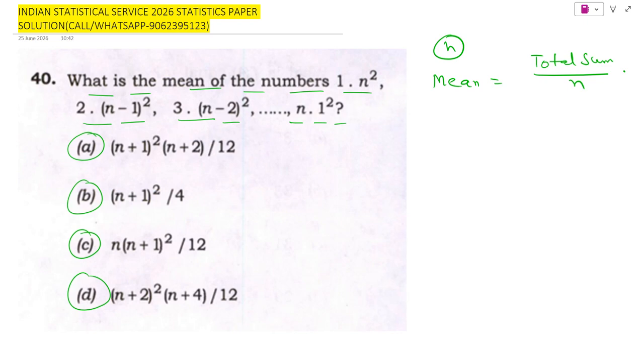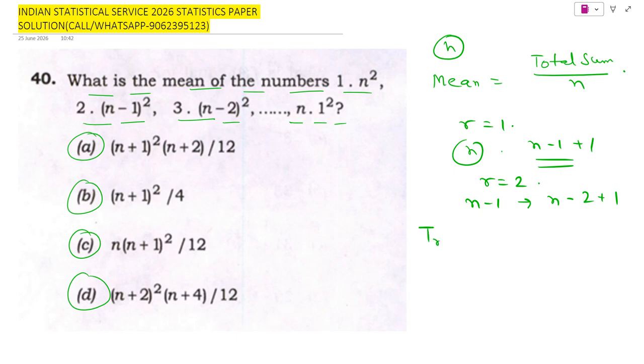So notice how the term inside the square always adds up to a constant relative to R. For R equal to 1, the base is N, which is N minus 1 plus 1, right? And for R equal to 2, the base is N minus 1, which is basically N minus 2 plus 1, right? Therefore, the general rth term will be TR, which is equal to R into N minus R plus 1 whole square.